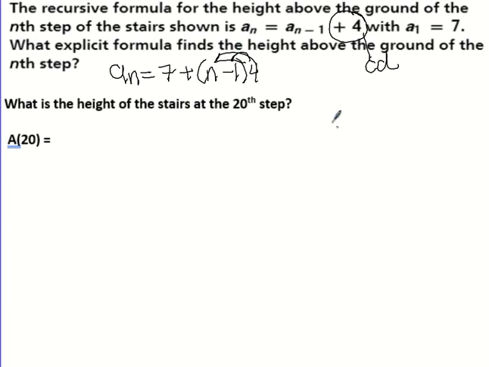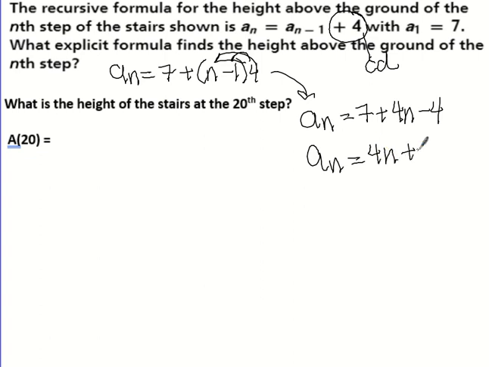I'm going to come down here. I feel like I'm out of room. I'm going to come over here. a_n equals 7 plus 4n minus 4. And then our final explicit formula would be 4n plus 3.